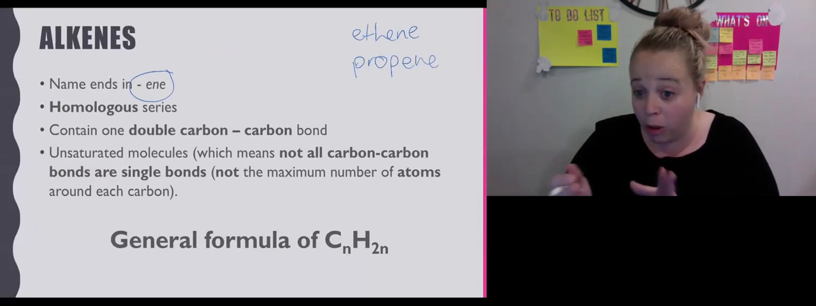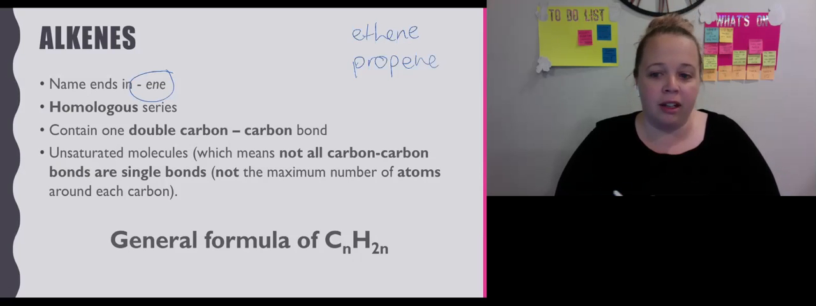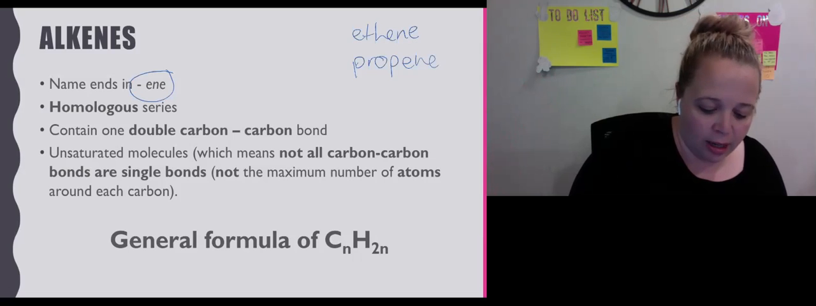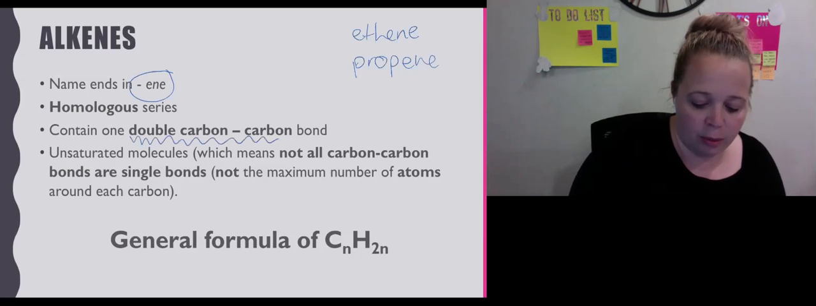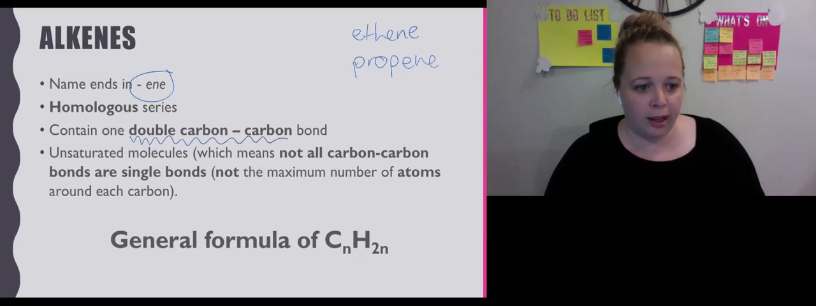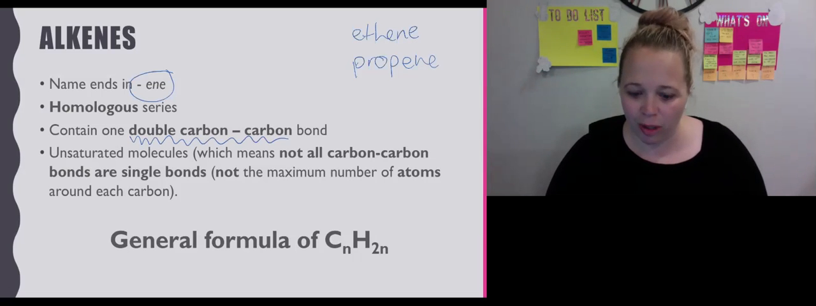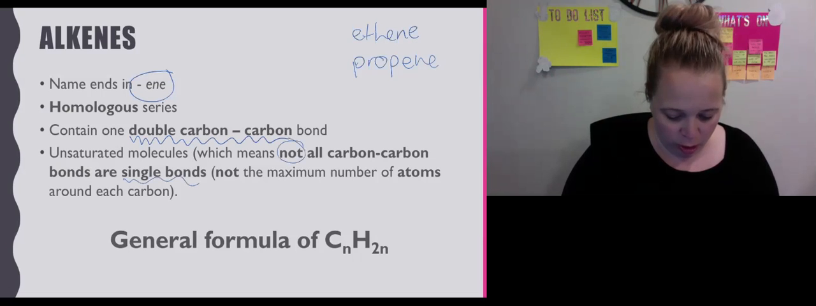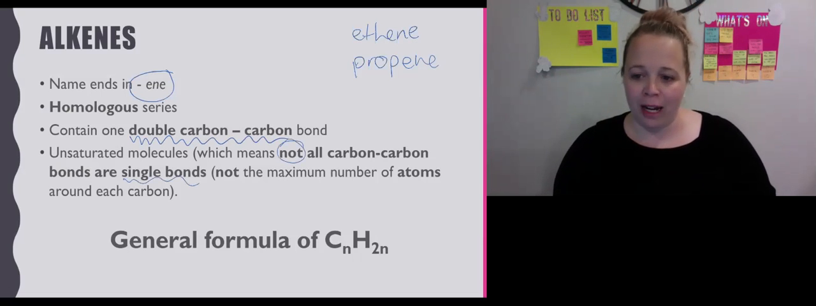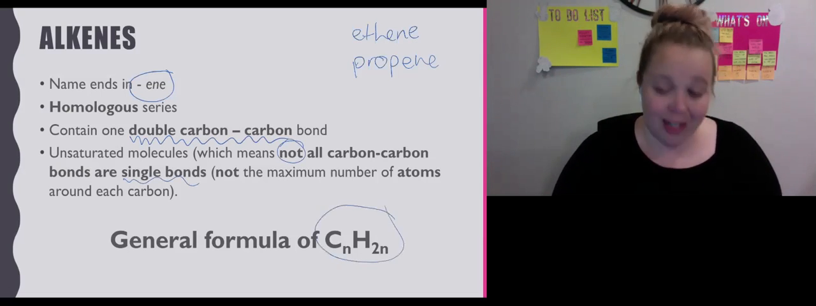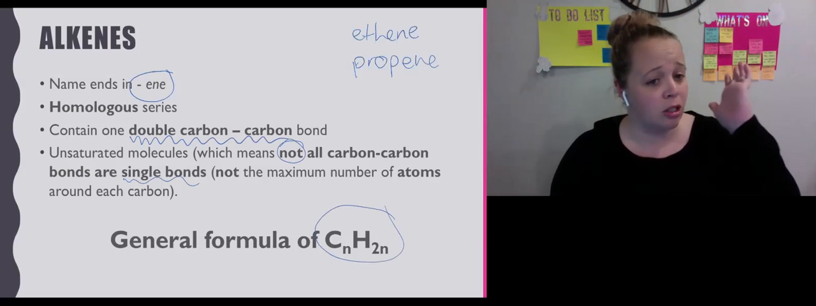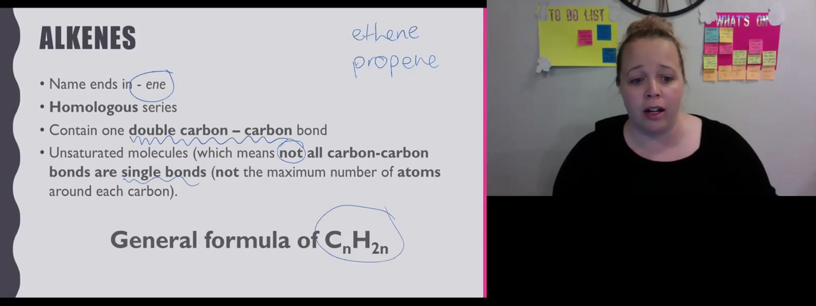Now again, they're a homologous series. They're just the same thing over and over again. It's the same pattern. And then what we get here is now we have a double bond. Okay, so these are called unsaturated molecules because not all of the bonds are single bonds, so we don't have the maximum number. And this one has got a really nice general formula, really easy. Whatever the number of carbon atoms is, you just double it and you get the number of hydrogens.